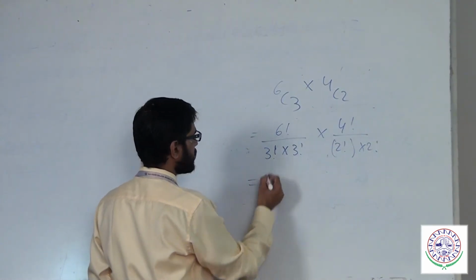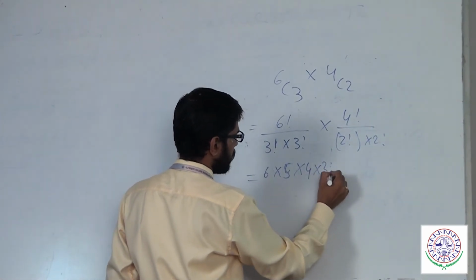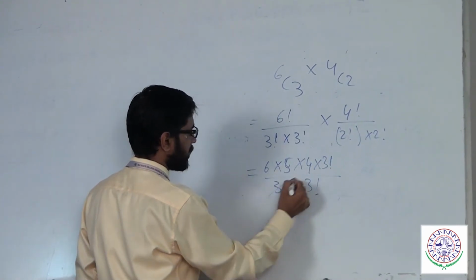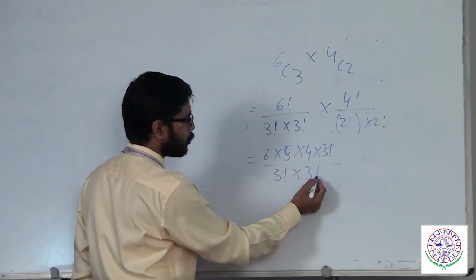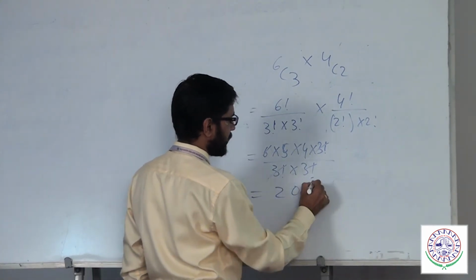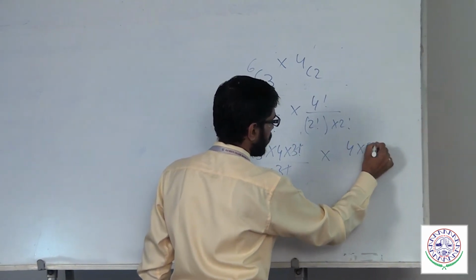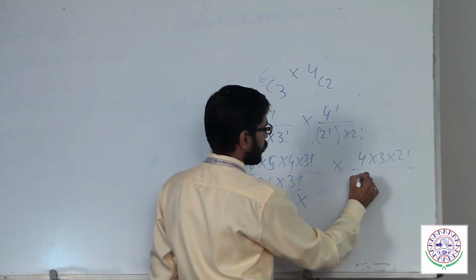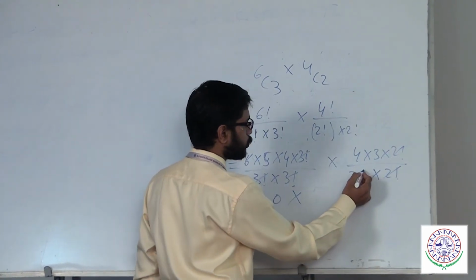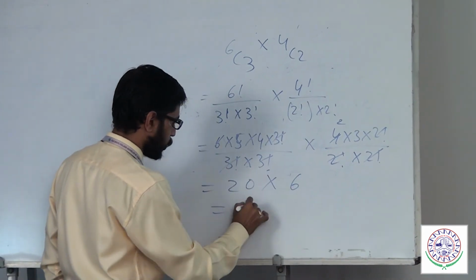Now if you simplify this, I will write it as 6 into 5 into 4 into 3 factorial divided by 3 factorial into 3 factorial. So 3 factorial cancels. The other 3 factorial is nothing but 3 into 2, which is 6, so that cancels. This will become 5 into 4, which is 20, into 4 factorial. Simplified, this is 4 into 3 into 2 factorial divided by 2 factorial into 2 factorial. So 2 factorial cancels, and 2 ones are 2, so 3 twos are 6. So the answer will be 120.